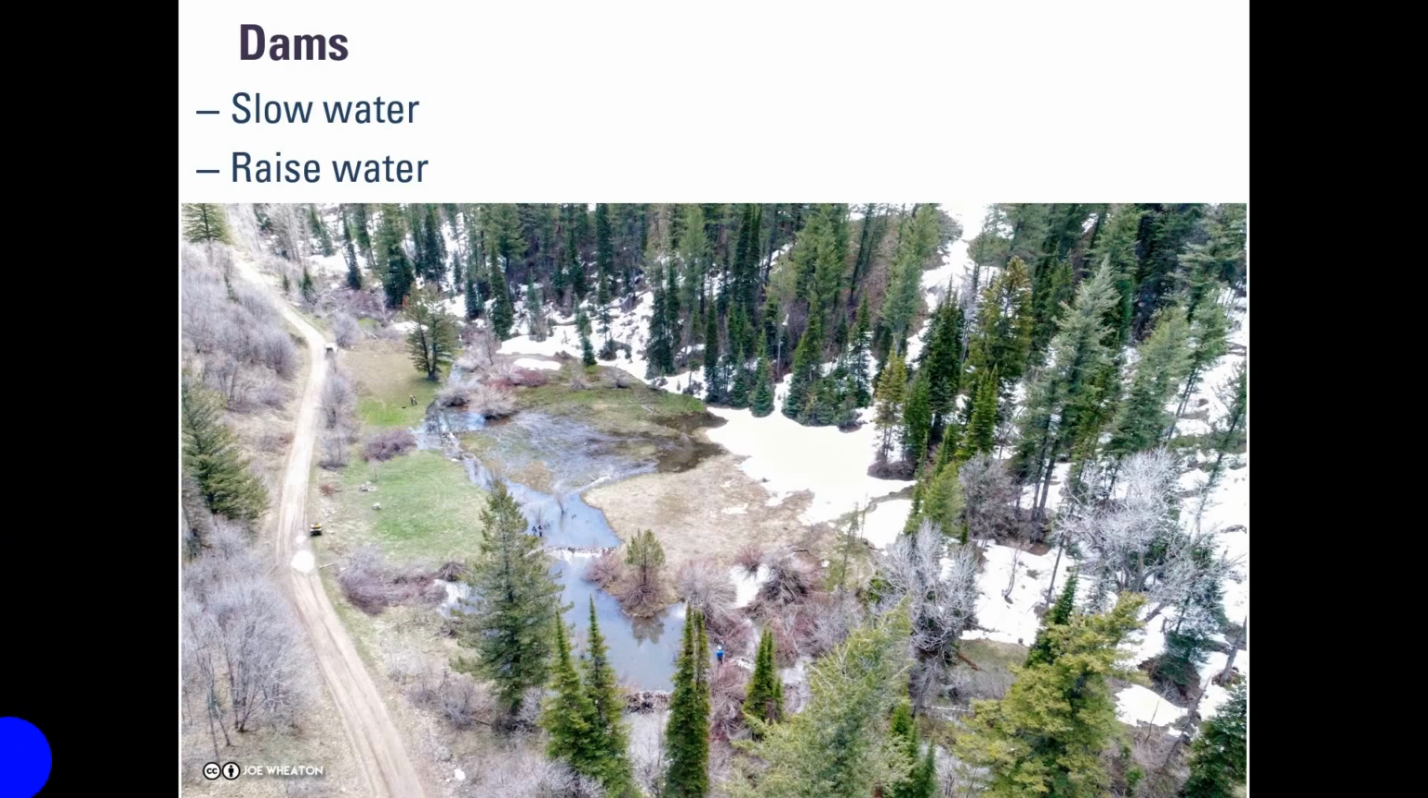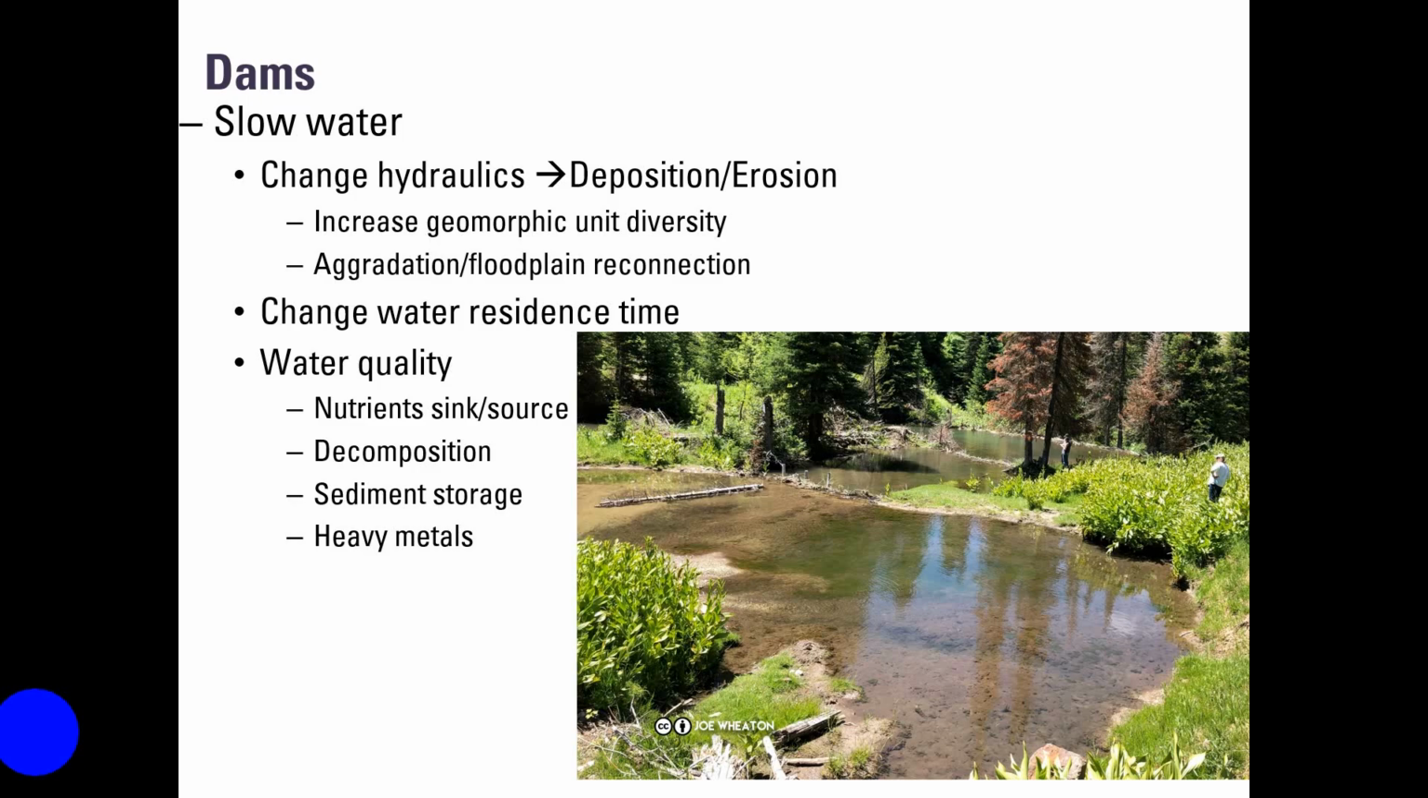So let's talk a little bit about what dams do. Simply, they slow water down and they raise surface water levels. When you slow water down, you're creating heterogeneity of stream power, which affects deposition and erosion, the transport of sediment, which leads to sediment sorting and the development of different geomorphic units.